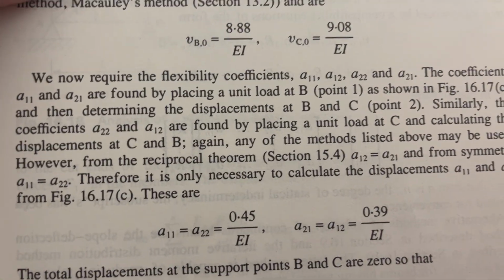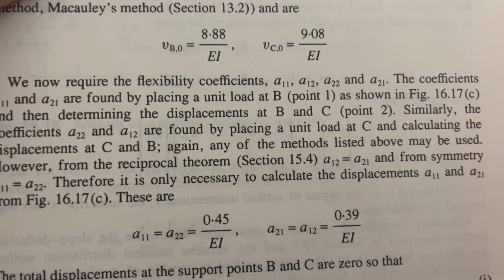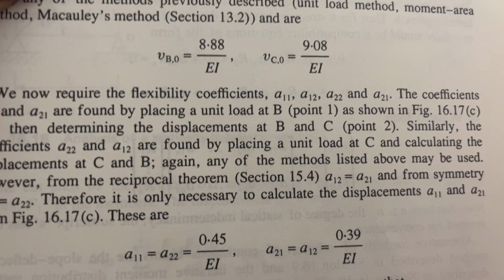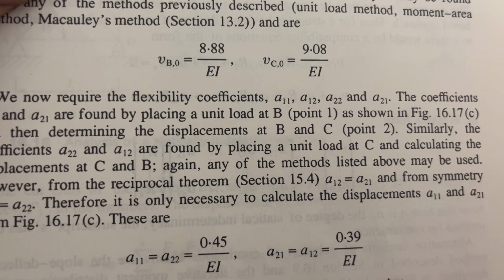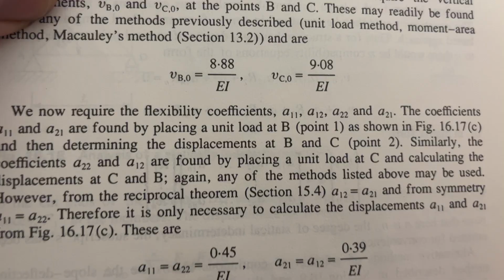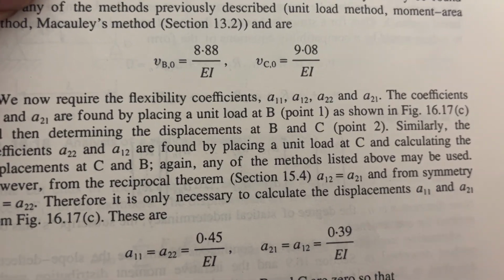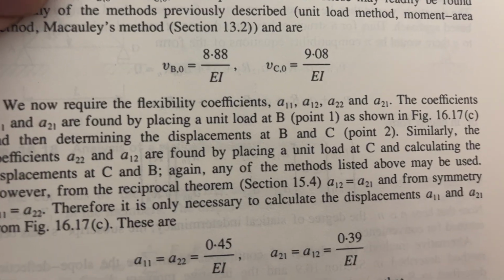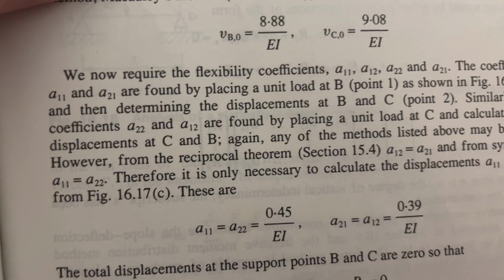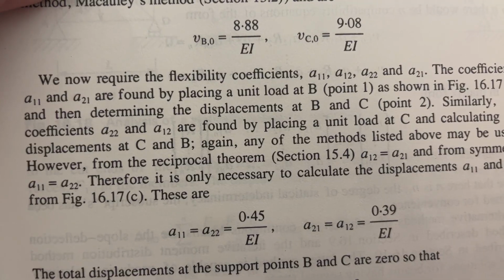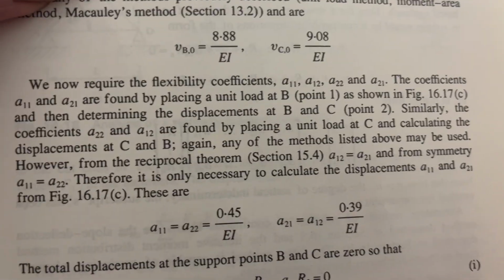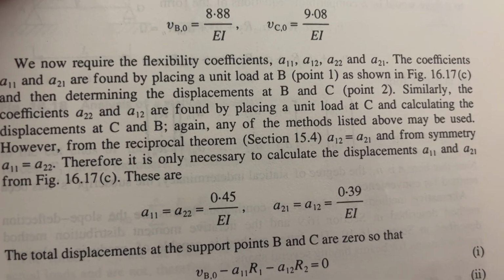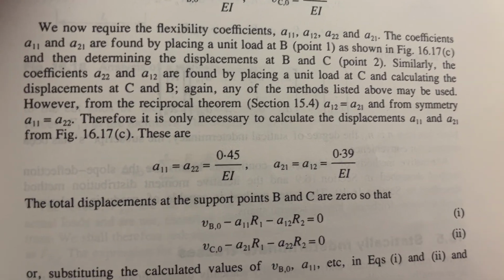Then determining the displacements at B and C, point 2, because point 2 is the secondary, it's a secondary deflection, the consequential deflection at point C from applying a load at point B. Similarly, the coefficients A22 and A12 are found by placing a unit load at C and calculating the deflection at C and then the consequent deflection at B. Again, any of these methods listed above may be used.